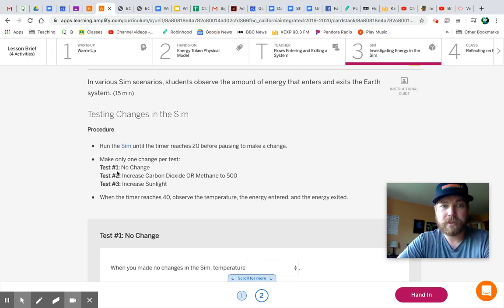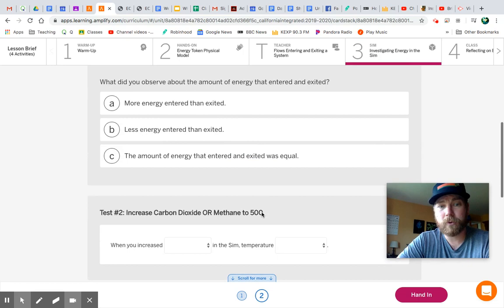Test number 1, don't change anything. Test number 2, you're going to increase carbon dioxide or methane, gas of your choice, to 500. And test number 3, you are only increasing the sunlight. So make sure you reset the sim every single time. Let it run for 20, make the change for tests 2 and 3, and then when it reaches 40, observe the temperature, the energy entered, and the energy exited, and then record all of your results down here.